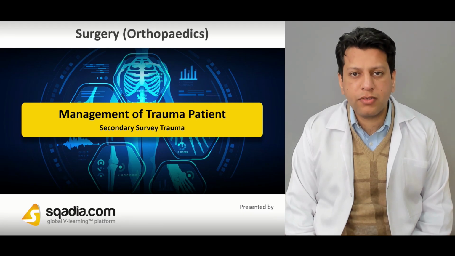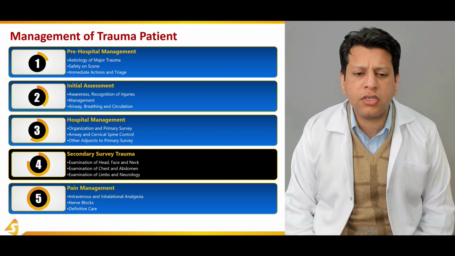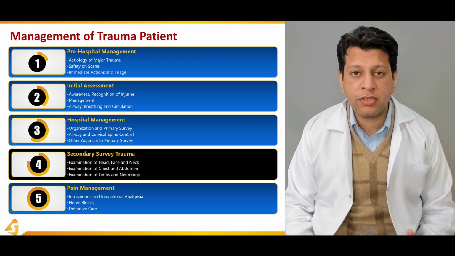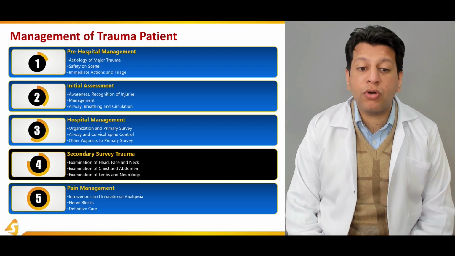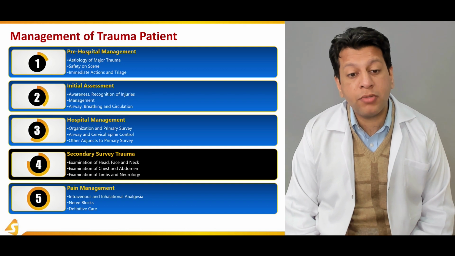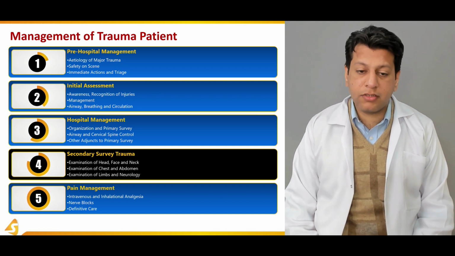Now, moving on to our secondary survey of a trauma patient. In this section, we'll be briefly discussing what is the head to toe examination in secondary survey. We'll be going through examination of the head, face and neck, examination of the chest and abdomen, and examination of limbs and other neurology of the patient.